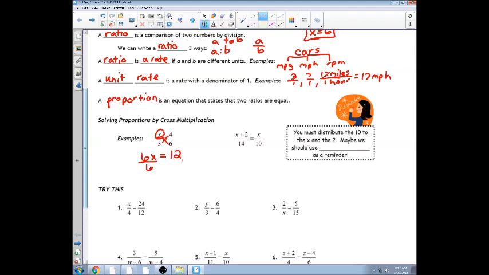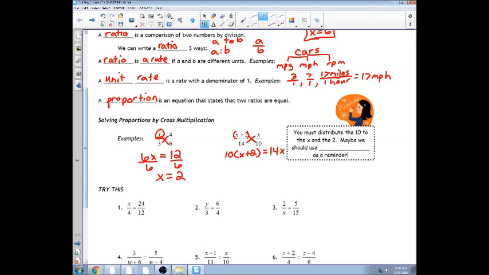I'd go ahead and divide by 6, so x would equal 2. Okay. In example number 2, I need to cross multiply. But in order to cross multiply this x plus 2 times 10, I would need to make the x plus 2 in parentheses. So it would really be 10 times (x plus 2) is equal to 14 times x, so 14x.